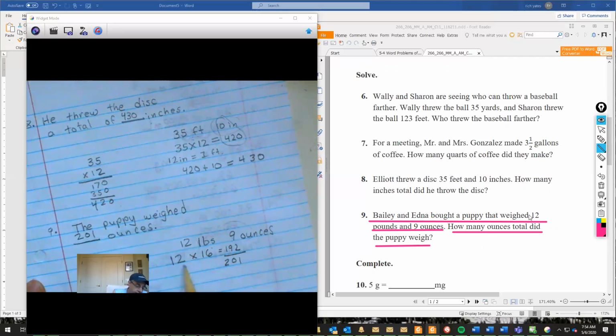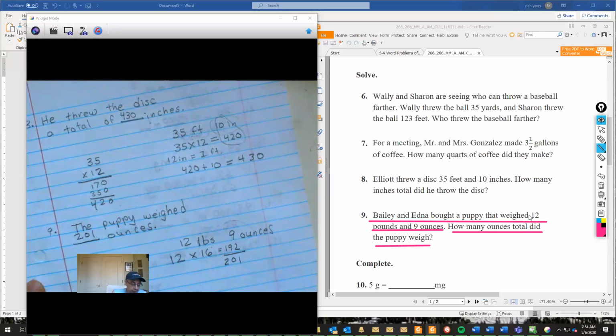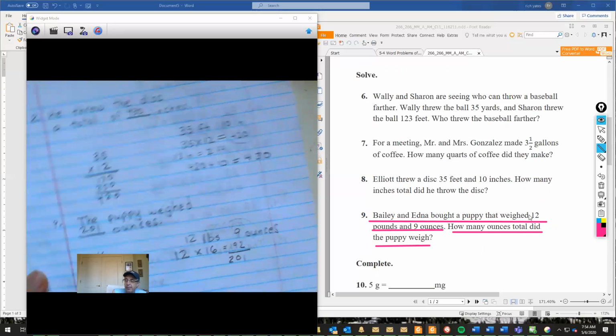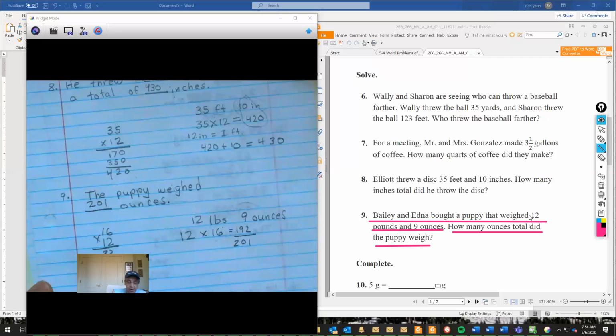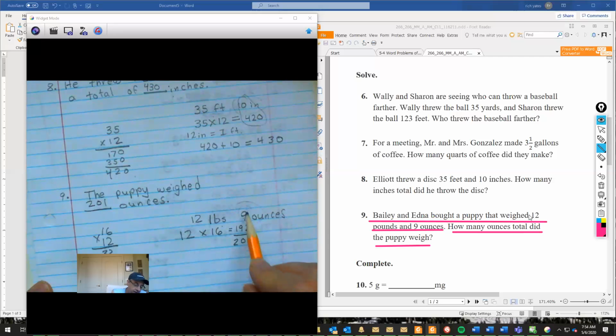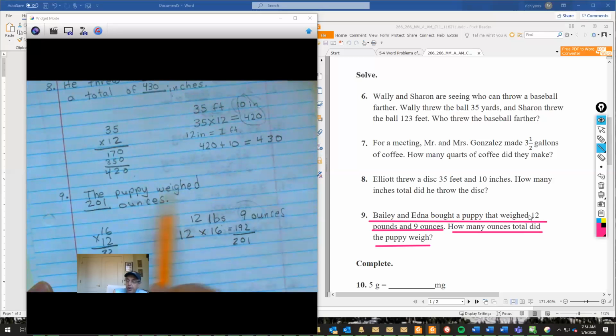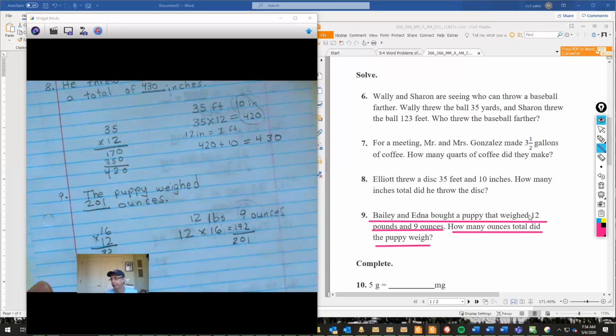So I know that there are 16 ounces in 1 pound. So I'll multiply 12 times 16 to get the total number of ounces. 12 times 16, I multiply that over here, got 192 ounces. I add that together and get 201 total ounces. So the puppy weighed 201 ounces.